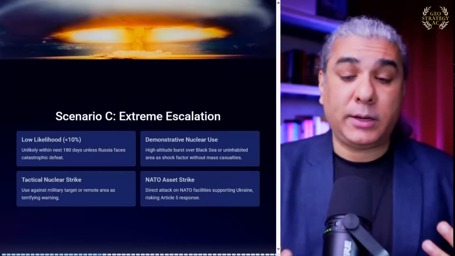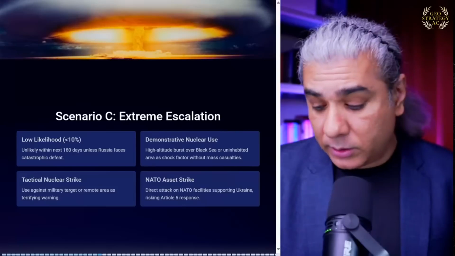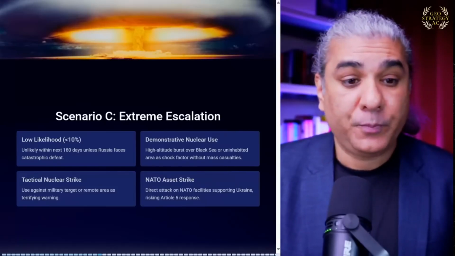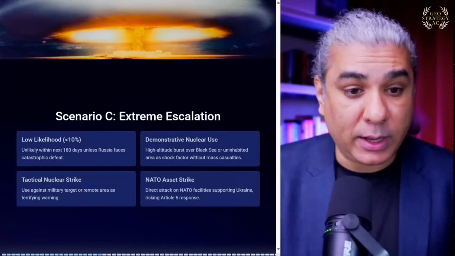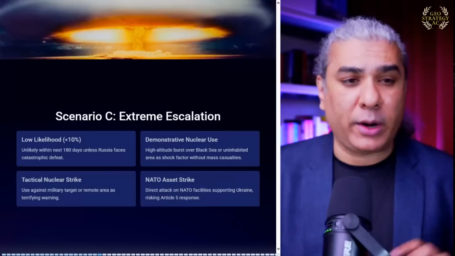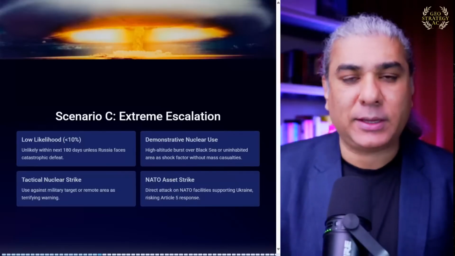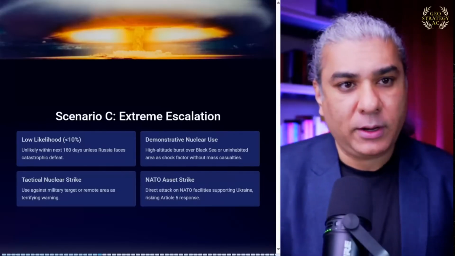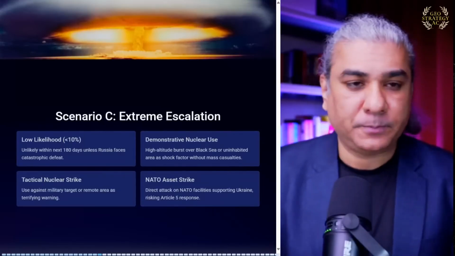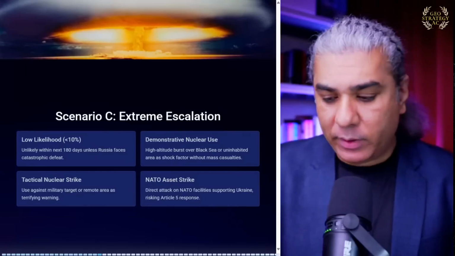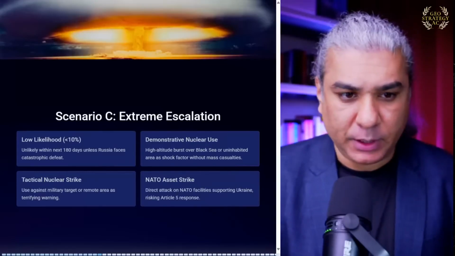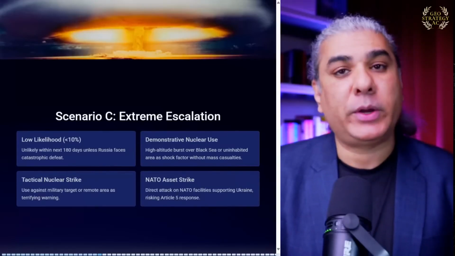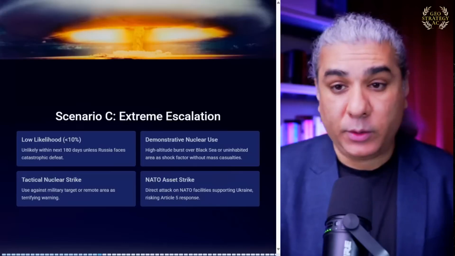If that doesn't deter the situation, that doesn't solve the problem for Russia, then there could be a tactical military strike, maybe against a military target or a remote area, as a terrifying warning. A tactical military strike is a low yield warhead, which is delivered using a short range kind of missile. So if the demonstrative nuclear use doesn't work, then there could be a tactical nuclear strike.